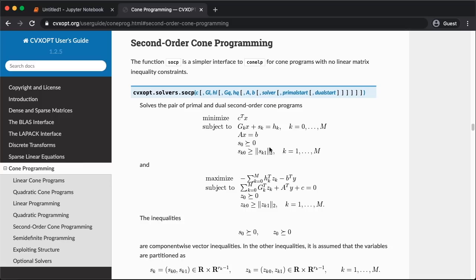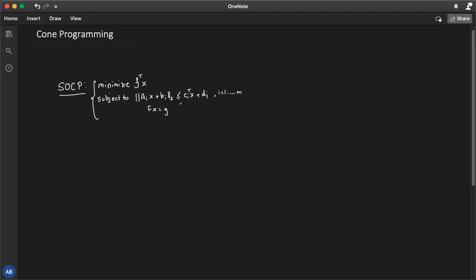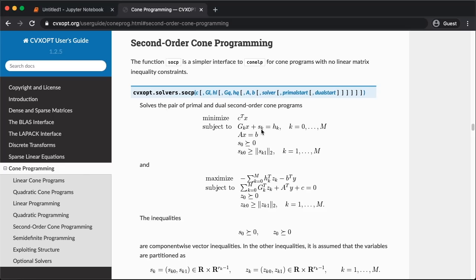It's telling you that the cone constraint is only on one vector s, where the cone constraint applies on all the entries except the first one, and the right hand side is the first entry. So it turns out that you can actually transform this cone constraint over here into Gx plus s equal h, and s0 is greater than the norm of s1. So s0 is the first entry and s1 is the vector containing all the rest.